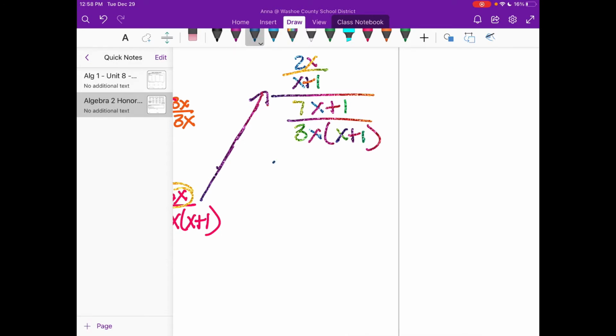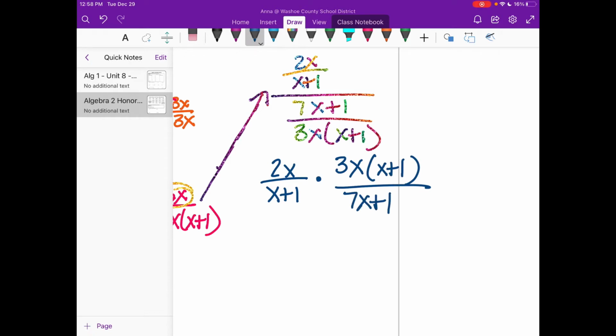Now I'm in a place where I have my 2 fractions, so I'm going to go ahead and divide those fractions. So 2x over x plus 1, keep first fraction, skip, flip it, so 3x times x plus 1 all over 7x plus 1. Okay, if you look at this, I'm really glad she didn't have me distribute out that 3x, because when you go to cross reduce, look what you have.